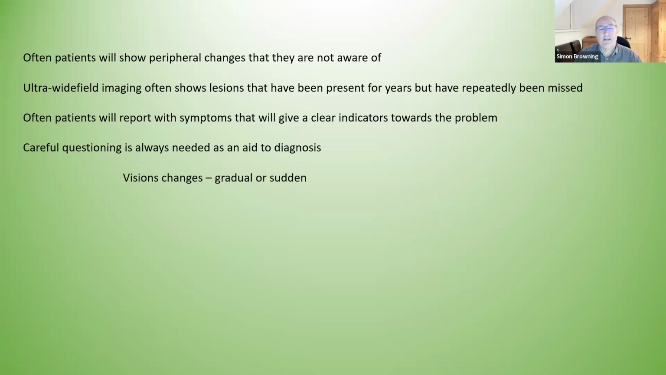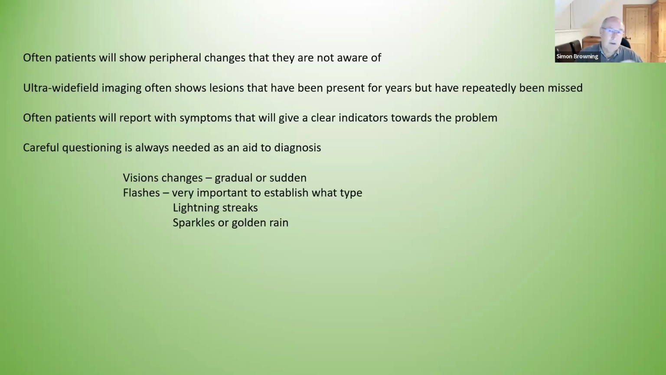So with vision changes, are they gradual? Are they sudden? With flashes of light, we've touched on this before. Very important to establish what type of flash you've got there. Are they like lightning streaks, or are they sparkles of golden rain? All of these things will give you answers. Are they describing veils or cobwebs or floaters? Where are the floaters? Which eye are the floaters in? What do they look like?